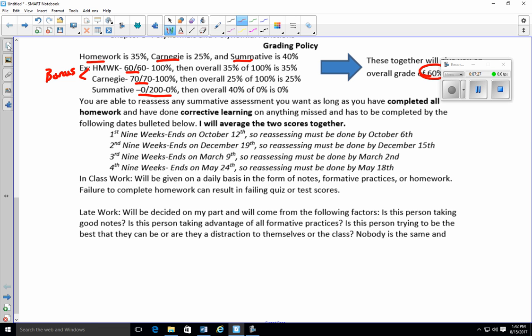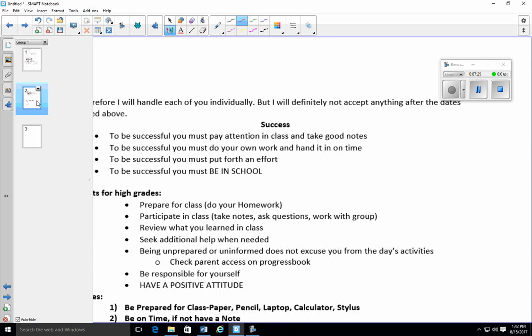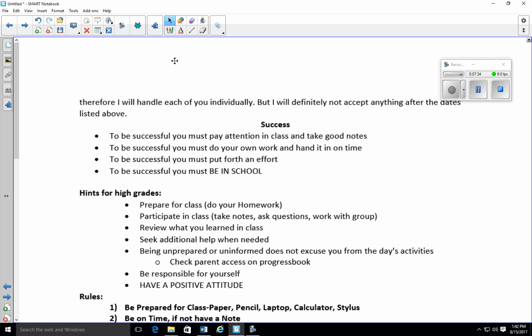So if you're doing all those things, I'm going to be far more lenient than if you're not. So it's going to be an individual basis. Well, of course, I cannot accept anything after the end of the quarter, but late work will be accepted, and it will be based on what you're putting into my class as far as how much time I will give you.